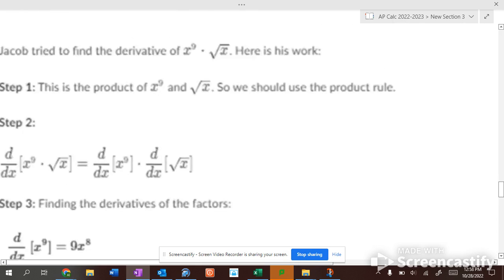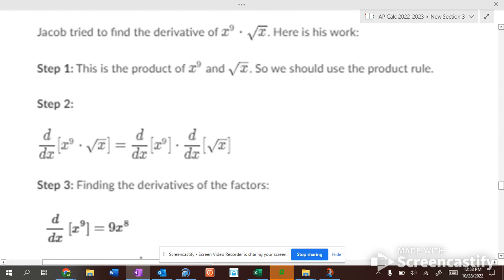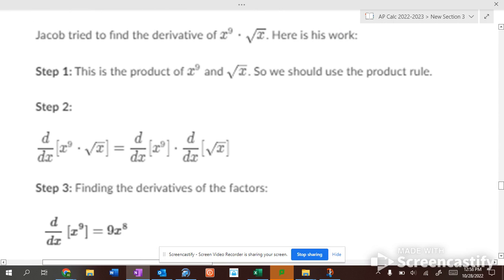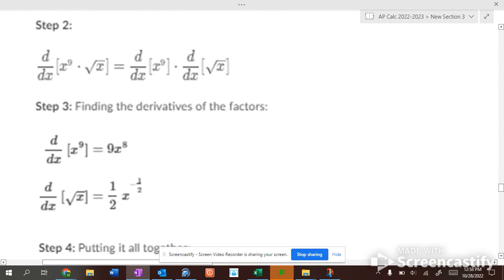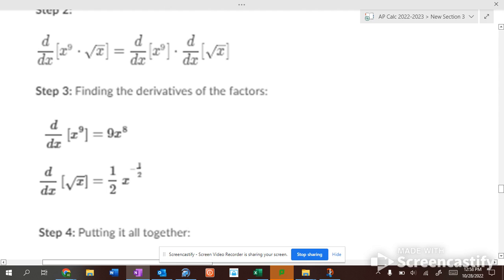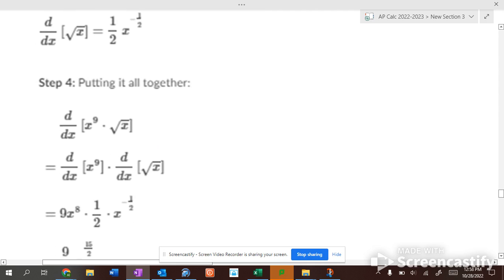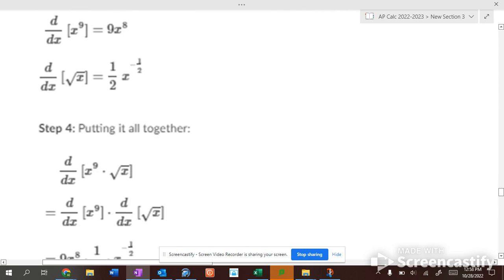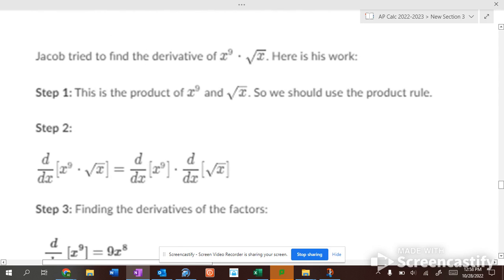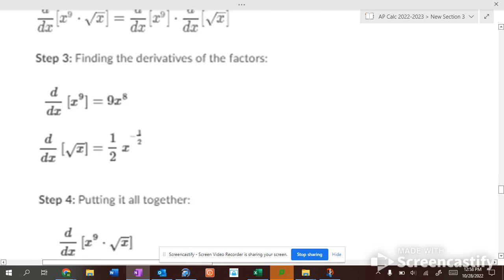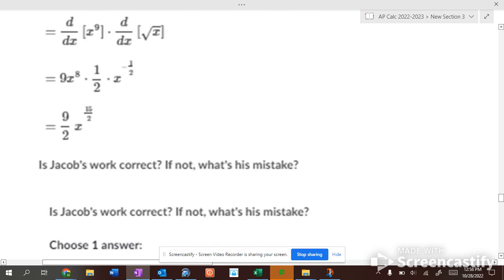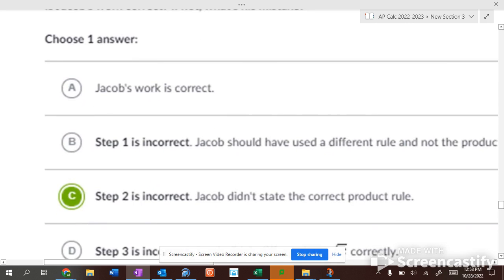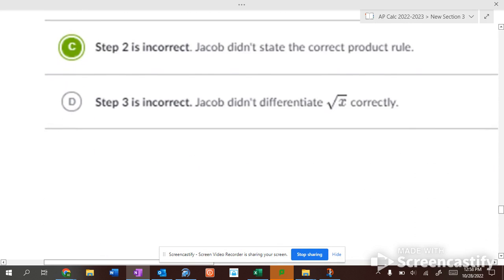Jacob tried to solve this problem. Where did he go wrong? So that's right, and that's right. So putting it together, taking the derivative of that. Product rule? Yeah, that's not the right product rule. You don't multiply the derivatives. Right. He did not do that. Jacob did not state the correct product rule.